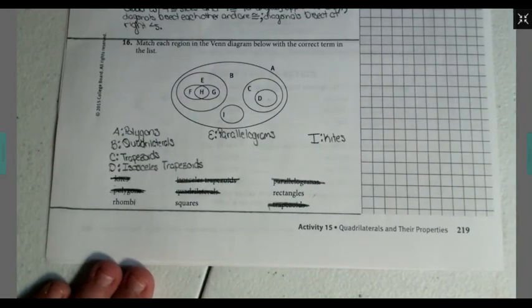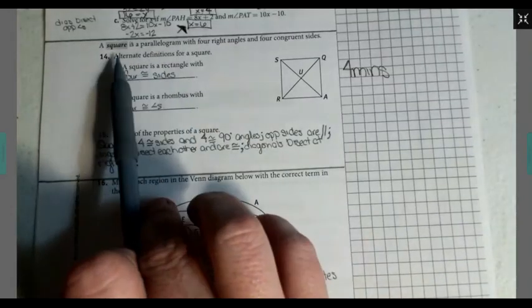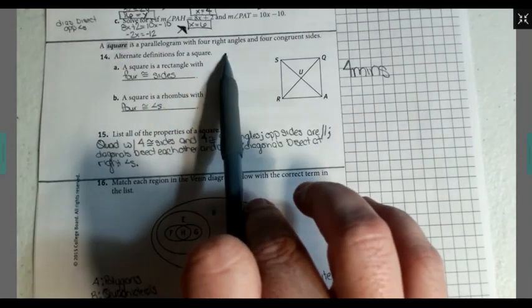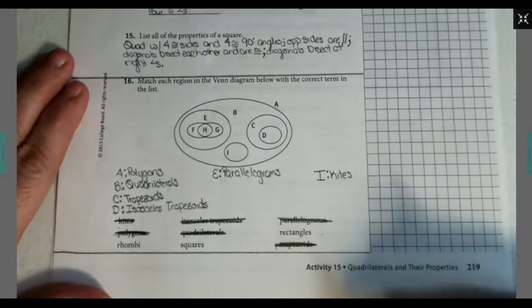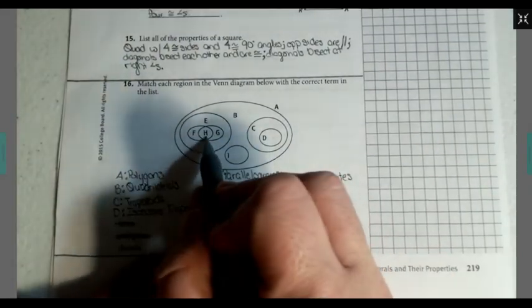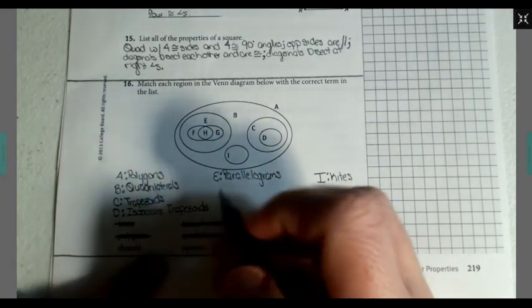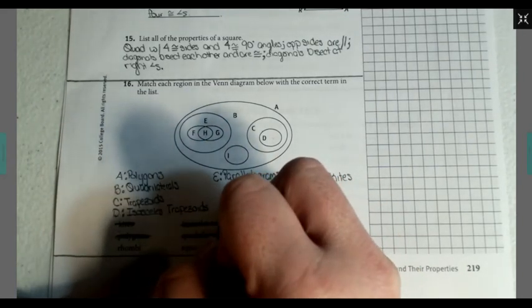Now, if you recall, when we went back to this definition, a square had the 4 right angles and the 4 congruent sides. So they had the characteristics of both of them. So H is my square.